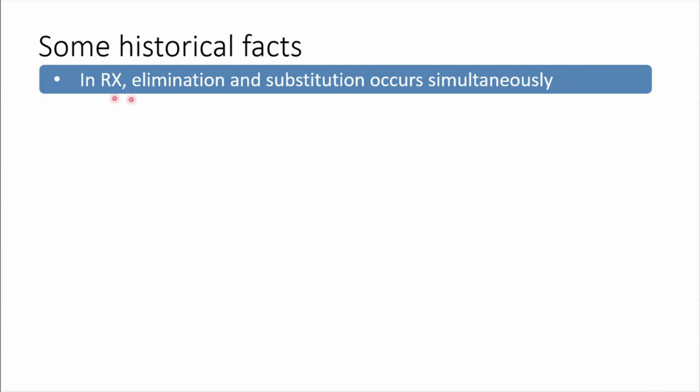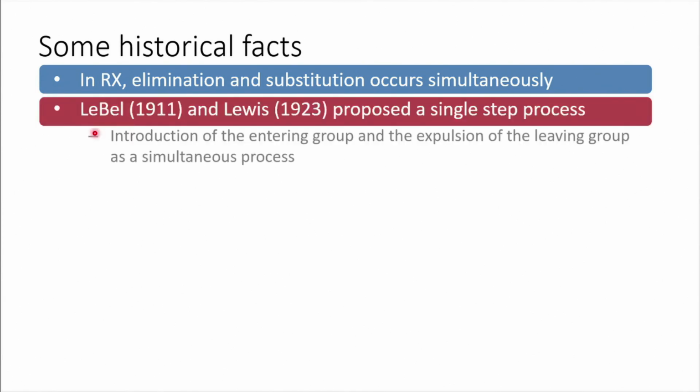So, when people studied both the elimination and the substitution reaction simultaneously, Lebel in 1911 and Lewis in 1923 proposed a single step mechanism, which is the E2 mechanism basically, or the SN2 mechanism we can say. What they had studied was that the introduction of the entering group and the expulsion of the leaving group are a simultaneous process. That means the hydrogen and the leaving group are actually involved in the rate determining step.